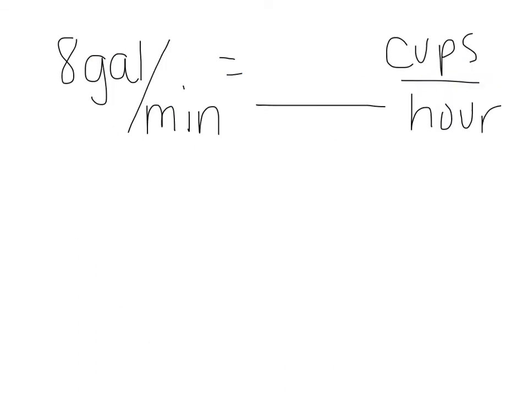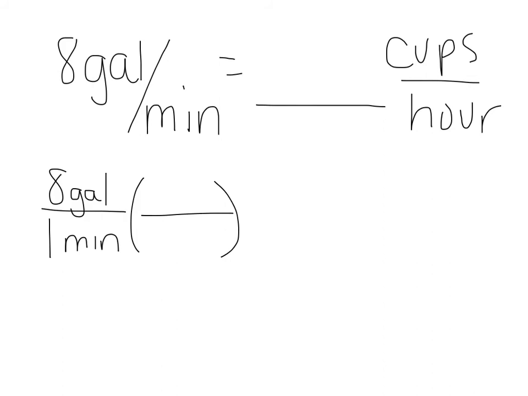All right, let's do one more problem here. We have 8 gallons per minute, and we want to convert that to cups per hour. So this is like maybe running your bathtub of water or something like that. So 8 gallons per minute. 8 gallons over 1 minute. And we want to figure out how many cups are being run in an hour.